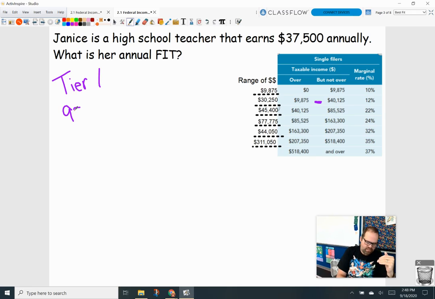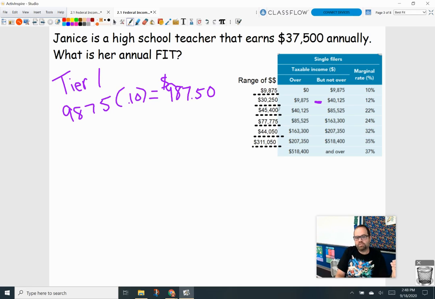She makes $9,875. That's taxed at 10%. So do the math: 9,875 times 10%. Make sure you change your percent to a decimal. That will give you $987.50 in Tier 1 only. Okay, that's not her total federal income tax for the year. That's just for Tier 1.